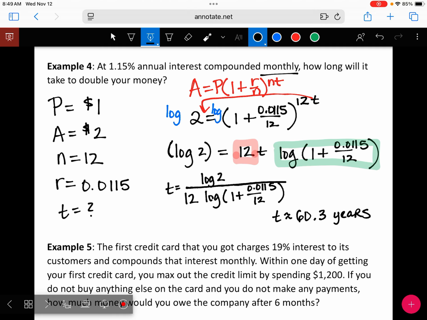Tomorrow, again, we have our skills check. Our skills check is going to cover 5.5, and you do have one equation where you have to do a property. So remember, addition, how do you condense addition? Multiplication. And subtraction, division.